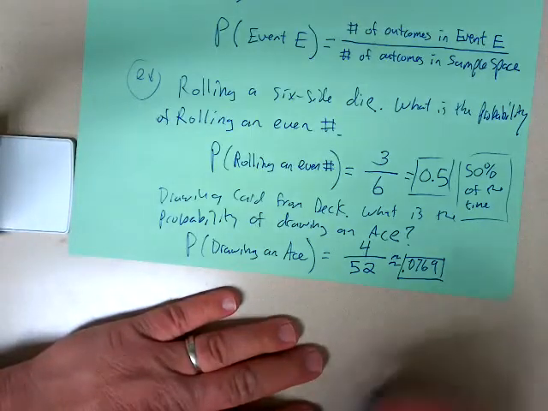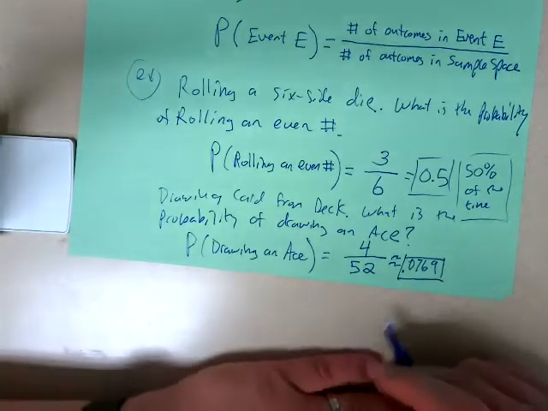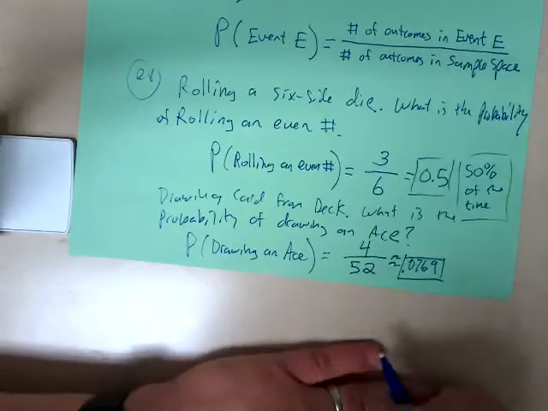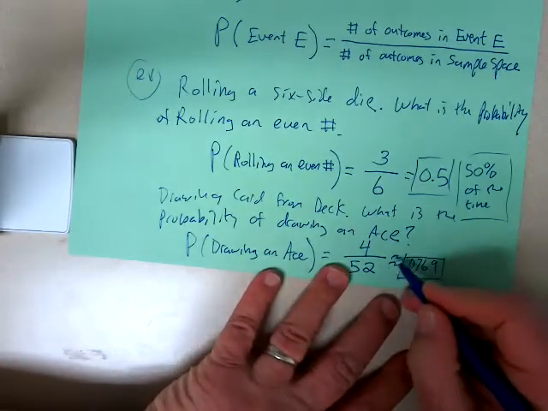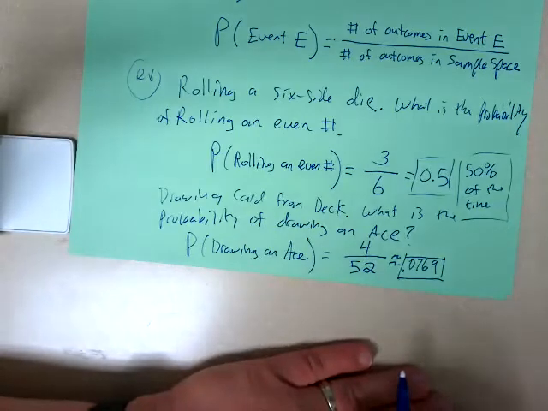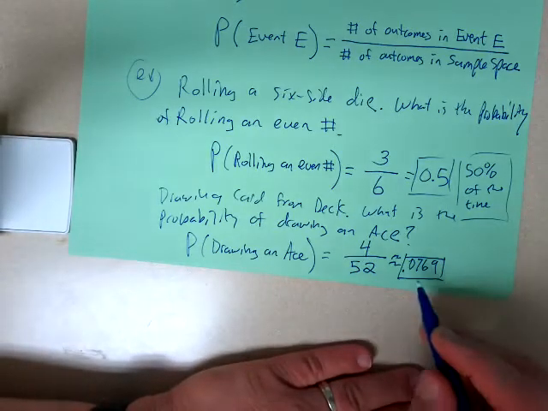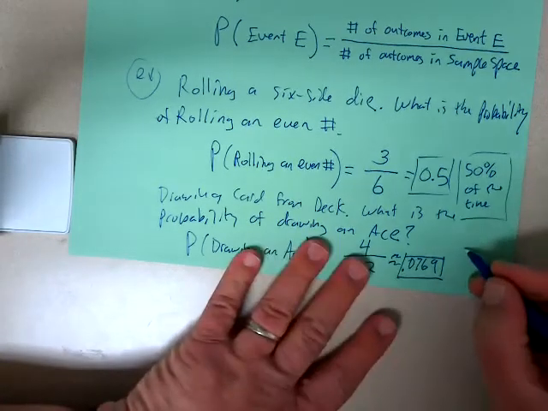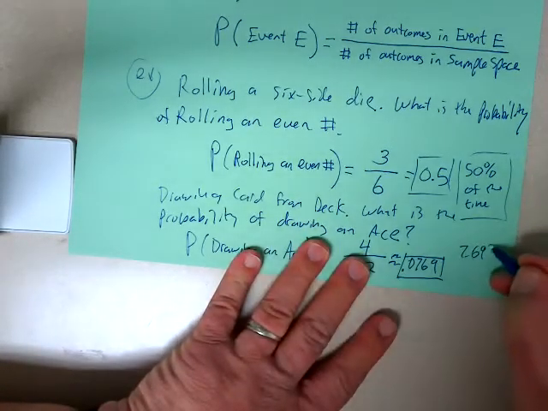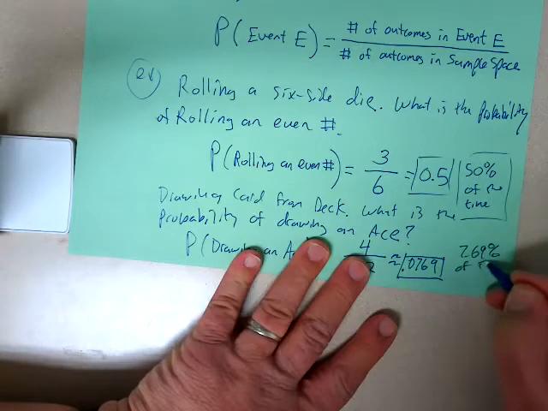I think on Connect Math they might have you round them to 3 decimal places. It's up to you, okay? But if you do round it, you do have to say approximately equal to, okay, to know that it's not exactly equal to that. And so if I wrote this as a percent, it'd be like 7.69% of the time.